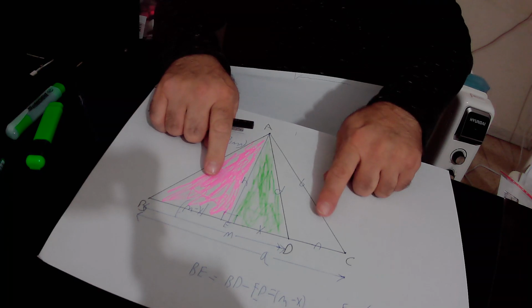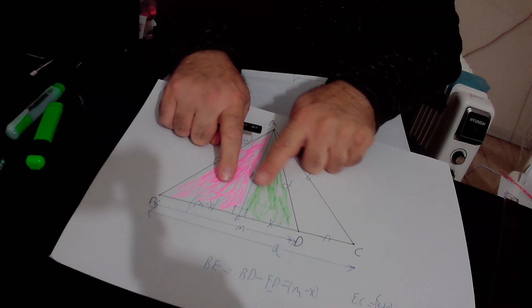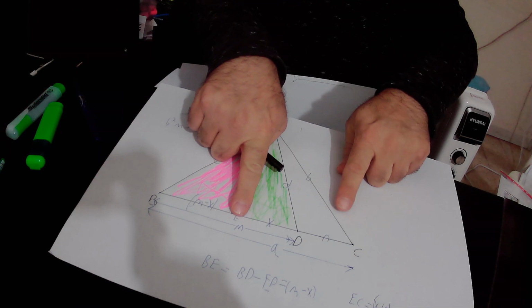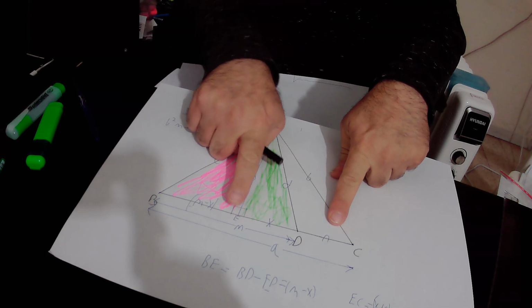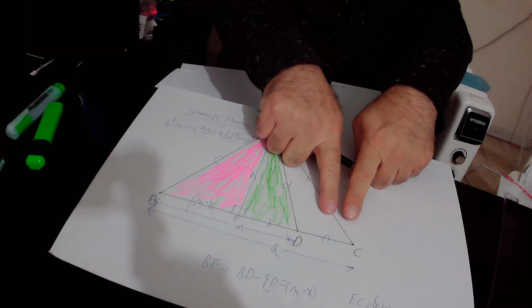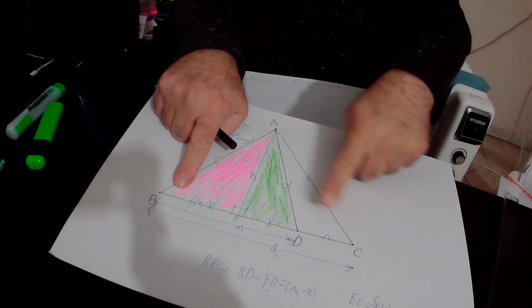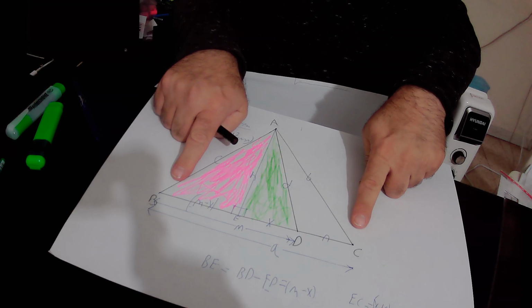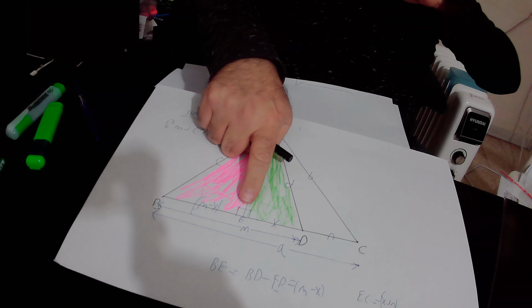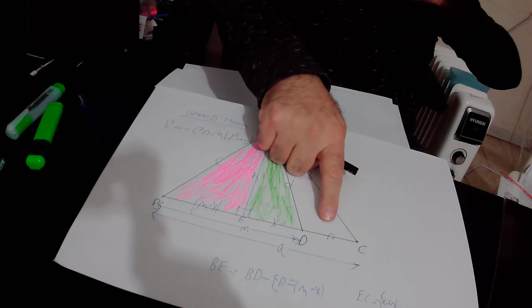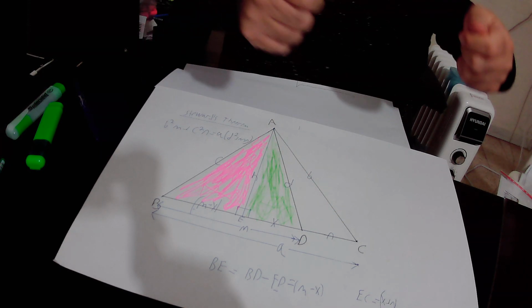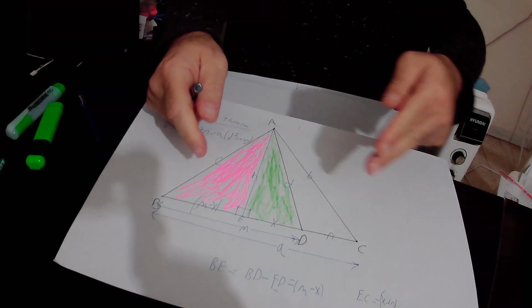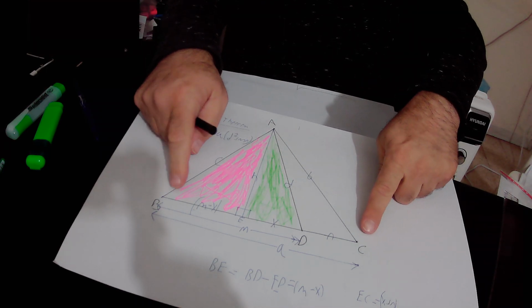For the domain, we can see that line segment m plus n equals a. Why? Because the length of side BC equals a units, and BC equals BD, that is m, plus DC, that is n. So BD equals m plus n, and it is also equal to a. So we substitute m plus n by a.